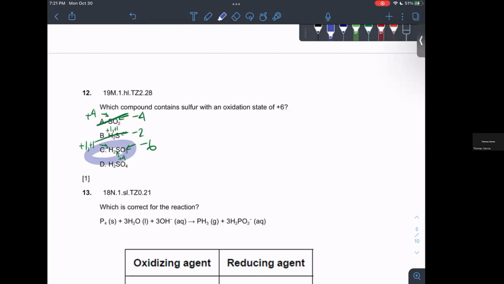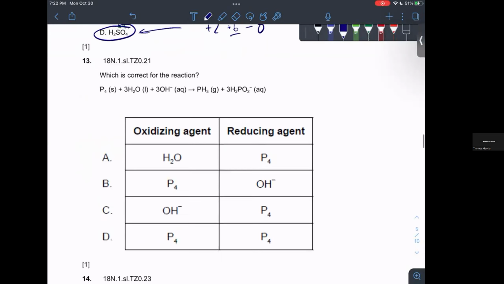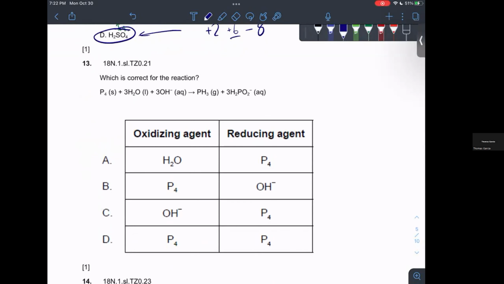All right, moving on. Oh, sorry, this is not +4. We're looking for +6. My bad. It is also not C. Therefore, it's got to be D. Done so many of these, you've missed your oxidation states. Oxygen is -8. Hydrogens are +2. In the middle, we've got a +6 from H2SO4. So it is D.